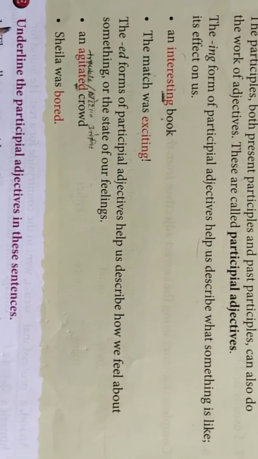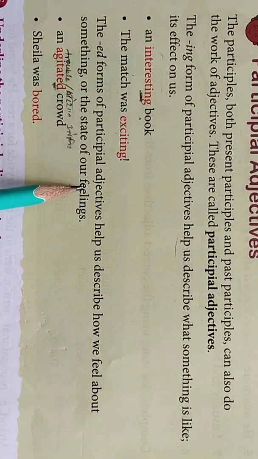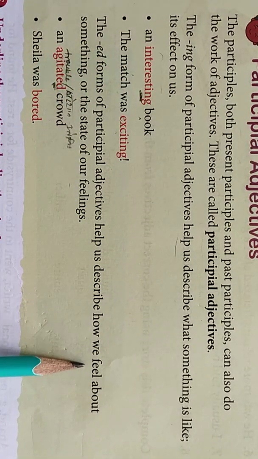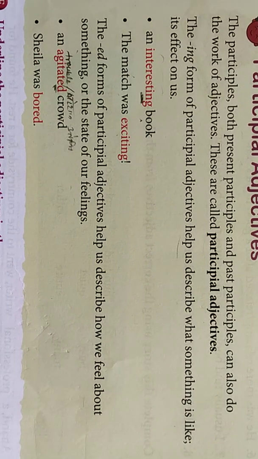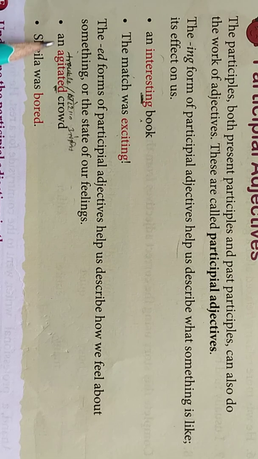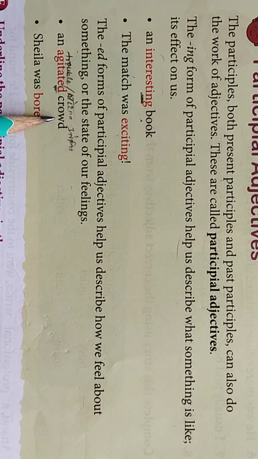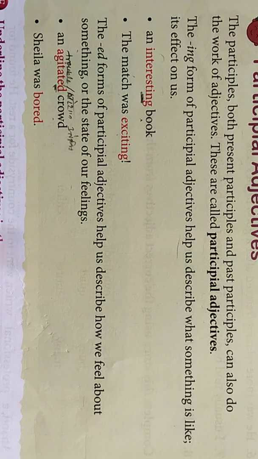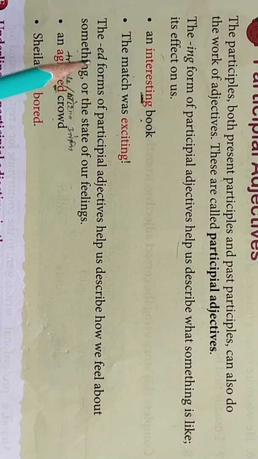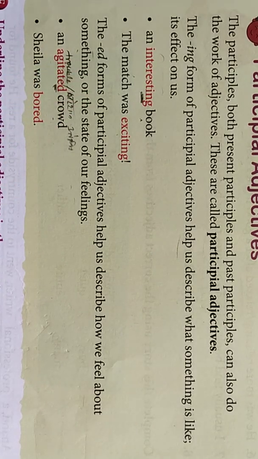Excitement. The ed forms of the participial adjectives help us describe how we feel about something or the state of our feelings. Like an agitated crowd. The crowd was agitated means troublesome. What we feel? That the crowd is agitated, irritating. Sheila was bored. I was bored. You were bored. You were excited. So these are the feelings that ed forms of participle describe.